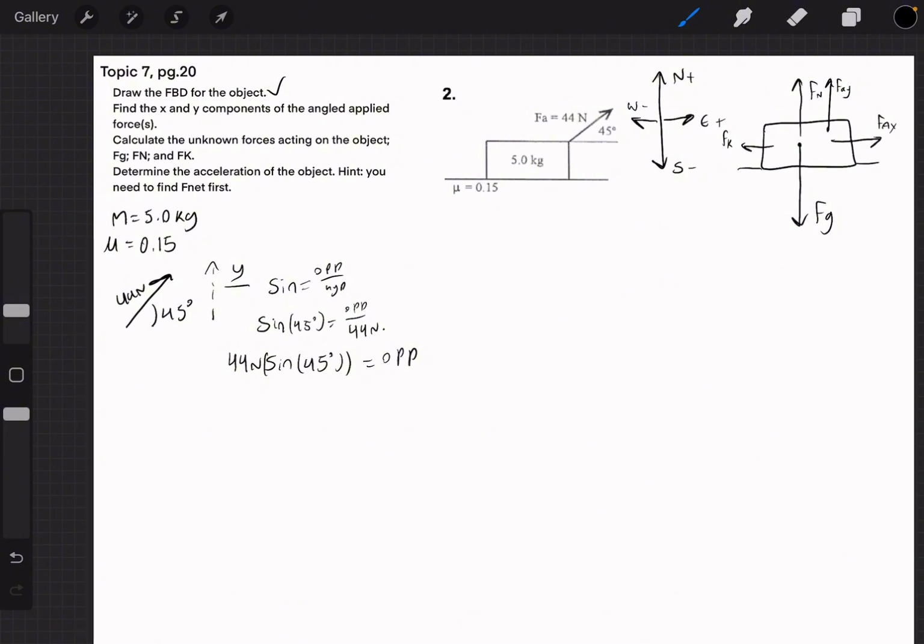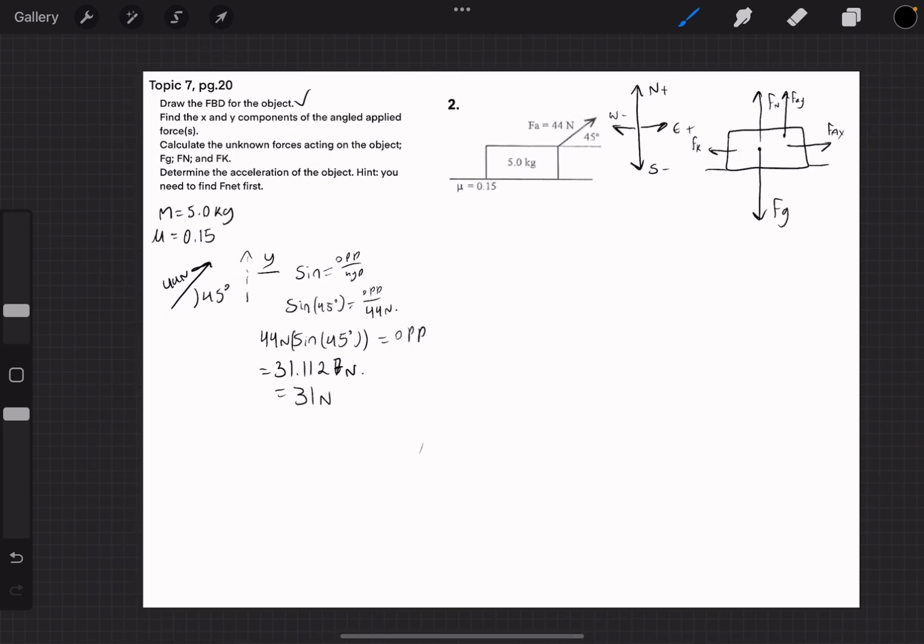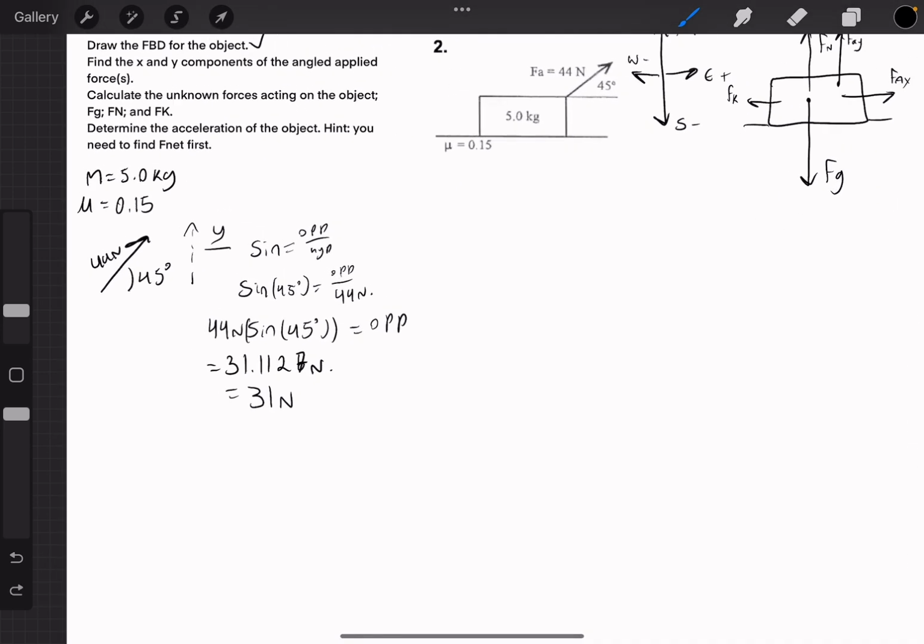Perfect. We get a value of 31.1126 newtons, or 27 actually, but I'm going to round that to 31 newtons, because our 44 is just two significant figures. Okay, so that was y. Now let's do x here.